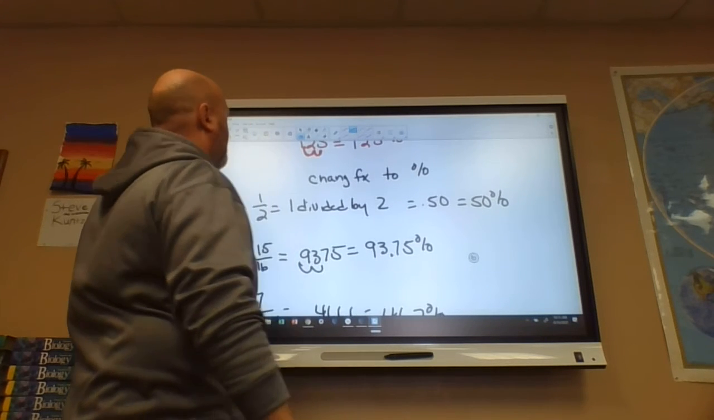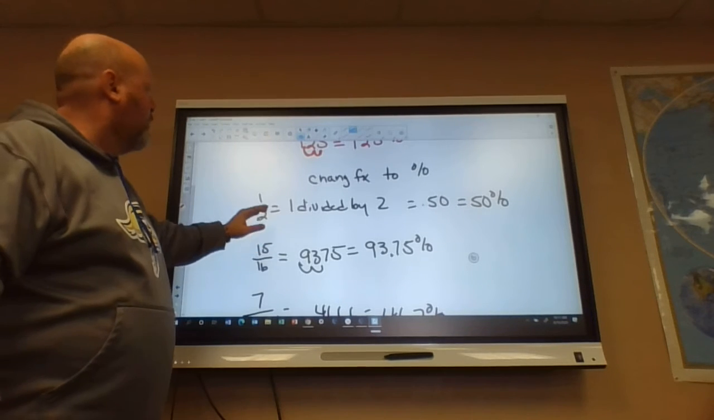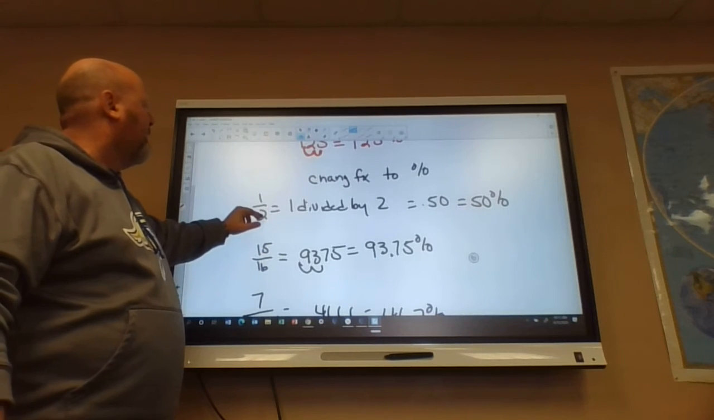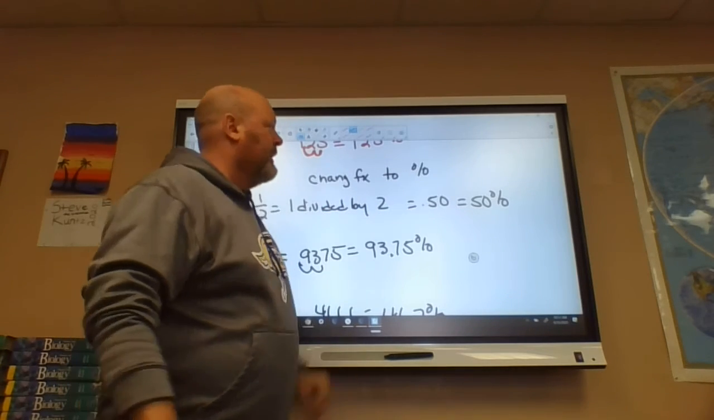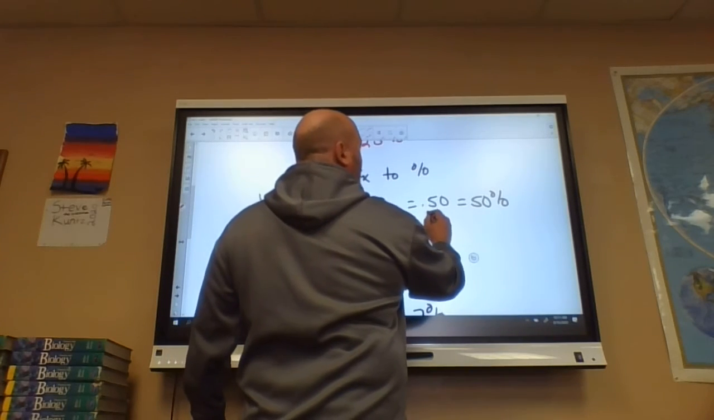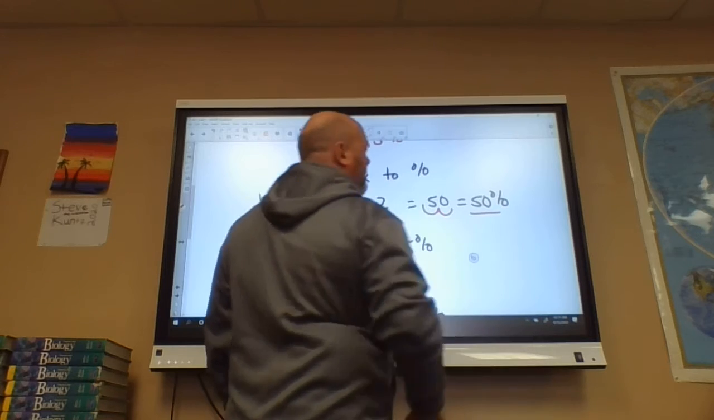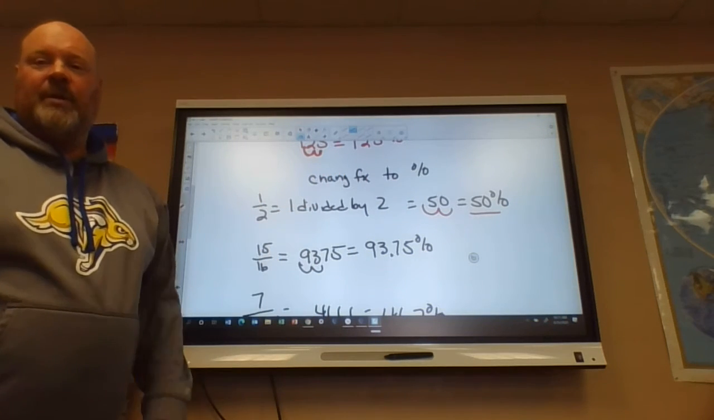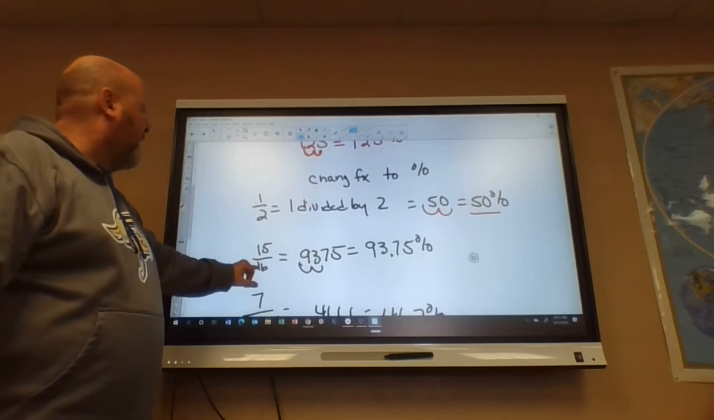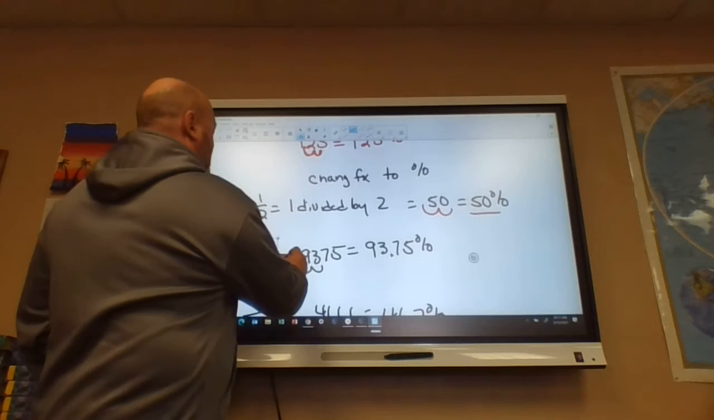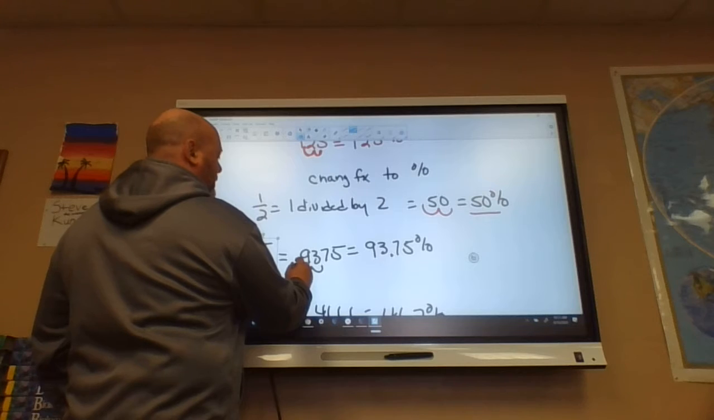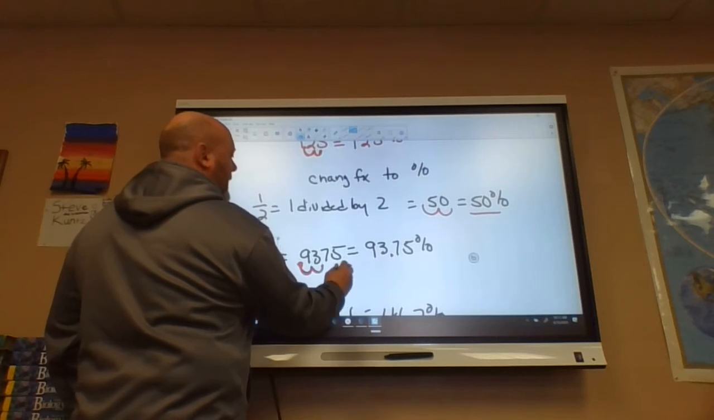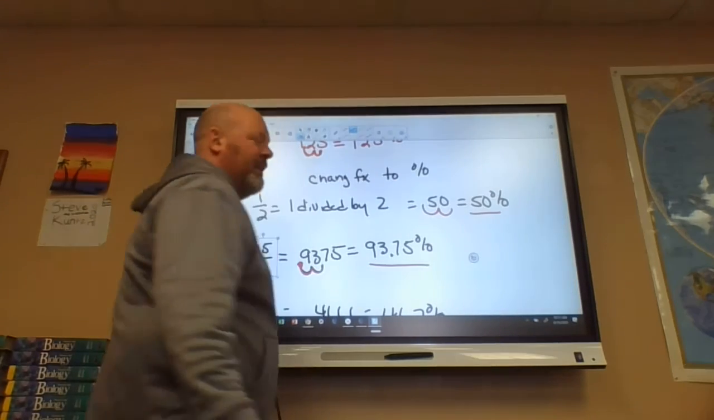Changing fractions to a percent. All you do is you take the top number divided by the bottom number. 1 divided by 2 is 0.50. Now we just move that over 2 spots again. 1, 2, and that becomes 50%. Pretty simple. 15 divided by 16 becomes 0.9375. To change that to a percent, we move it over 2 spots. That's 93.75%.